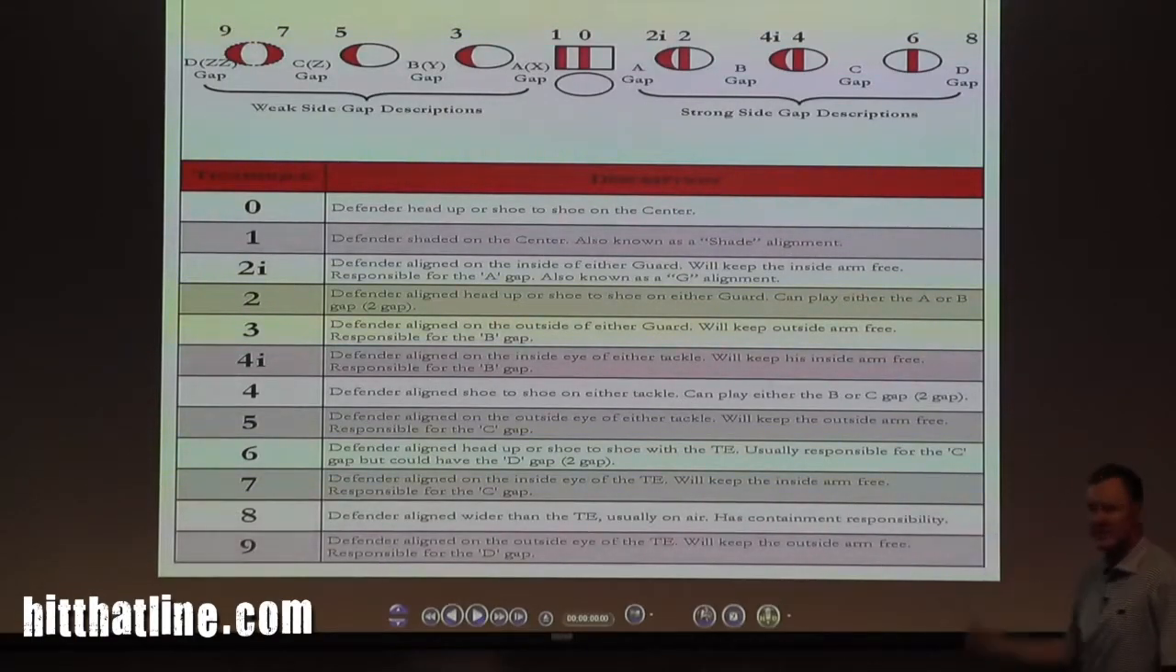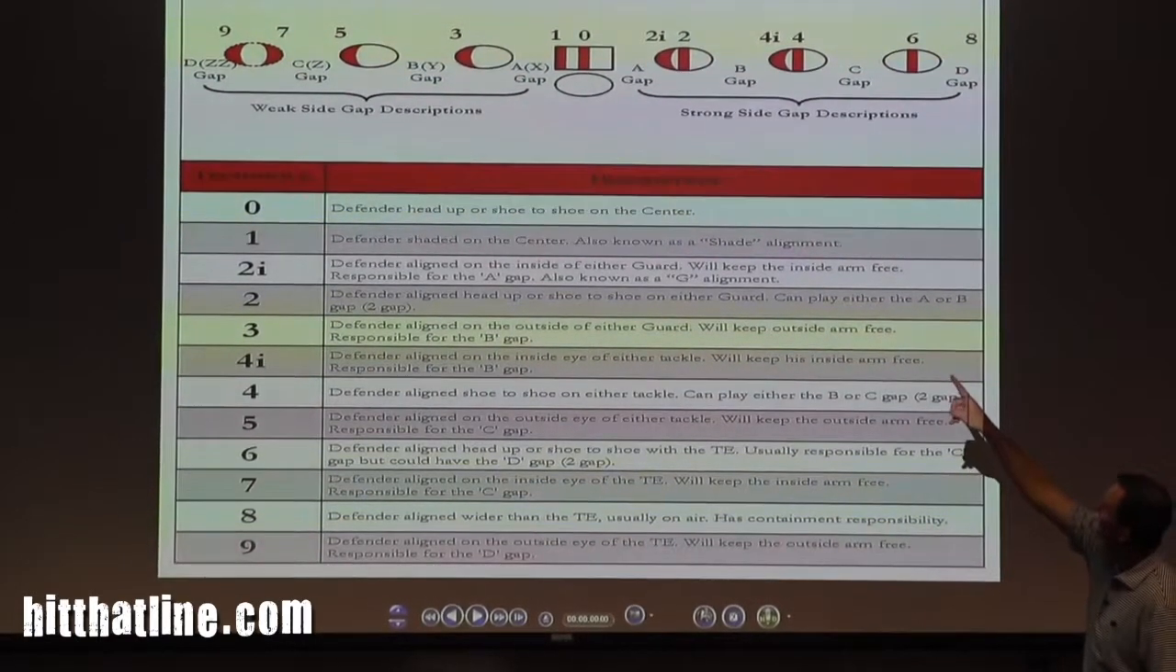Well, coach, he's in a head up, or he's in a 6 technique. That means he's shoe to shoe with him. A 6 technique, a 4 technique, and a 2 technique are the same things, but over the different positions. That make sense? So the 2's over the guard, the 4's over the tackle, the 6 is over the tight end. 7 technique. The 7 technique is inside eye of that tackle. I'm sorry, of that tight end. Again, he's a C gap player at that point.